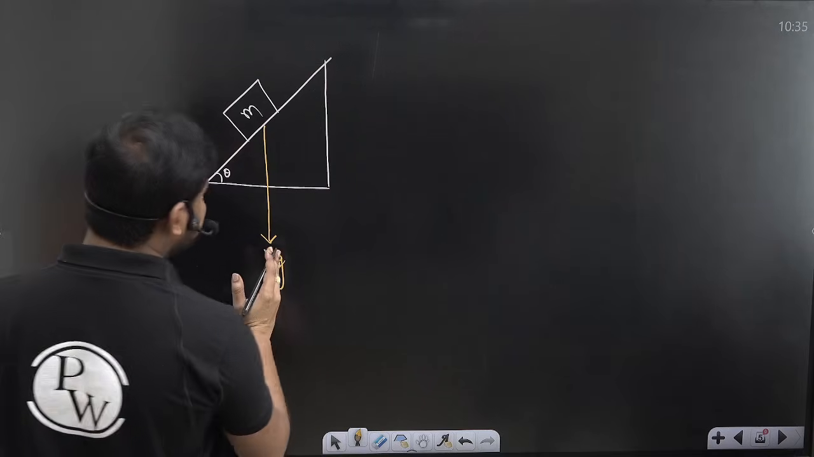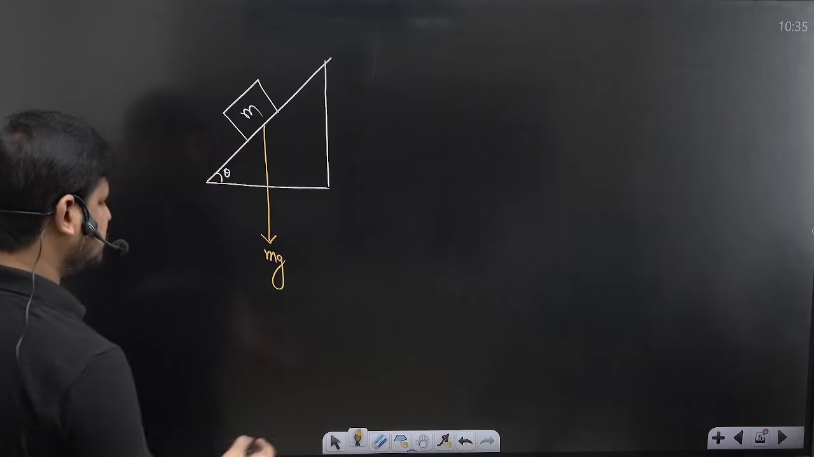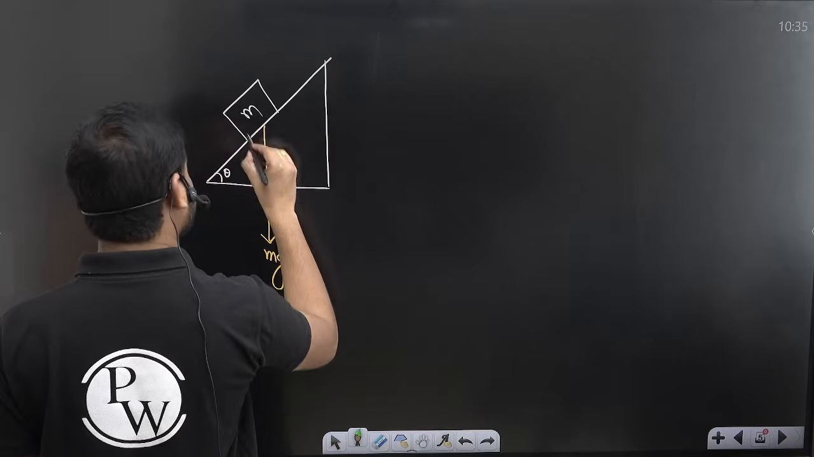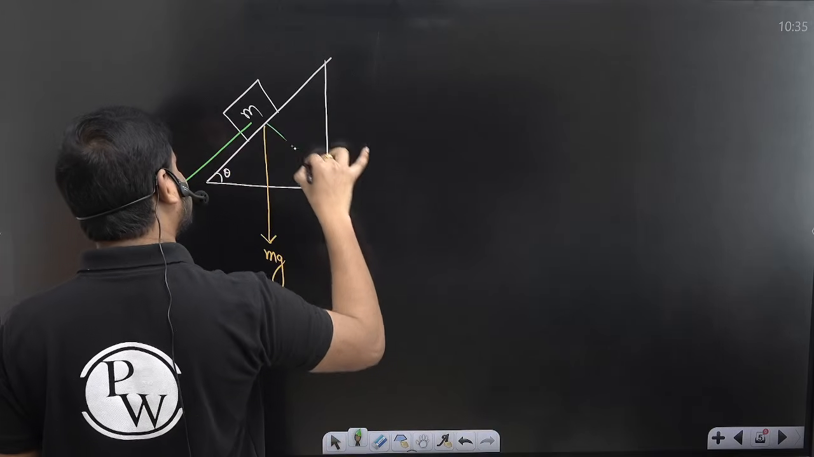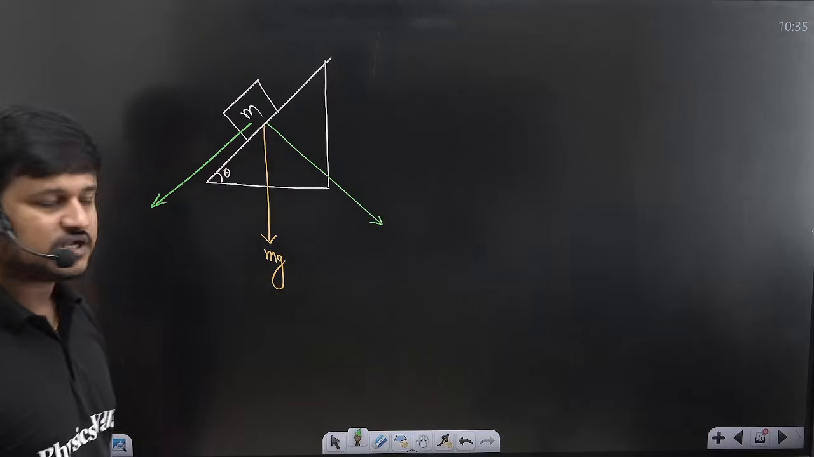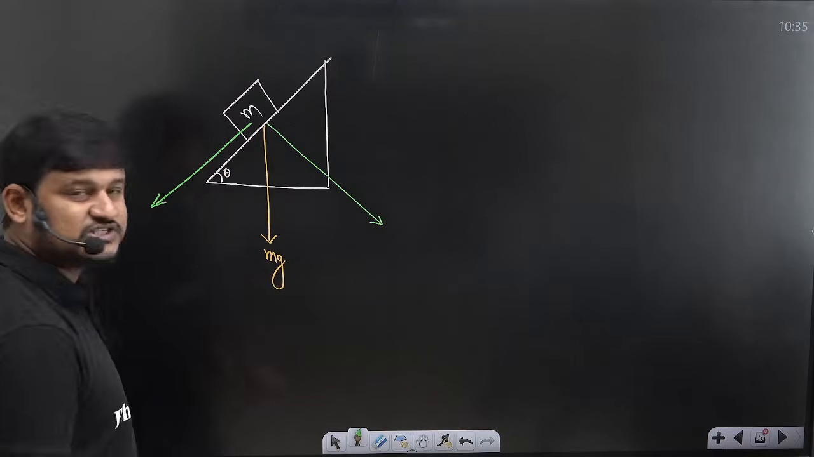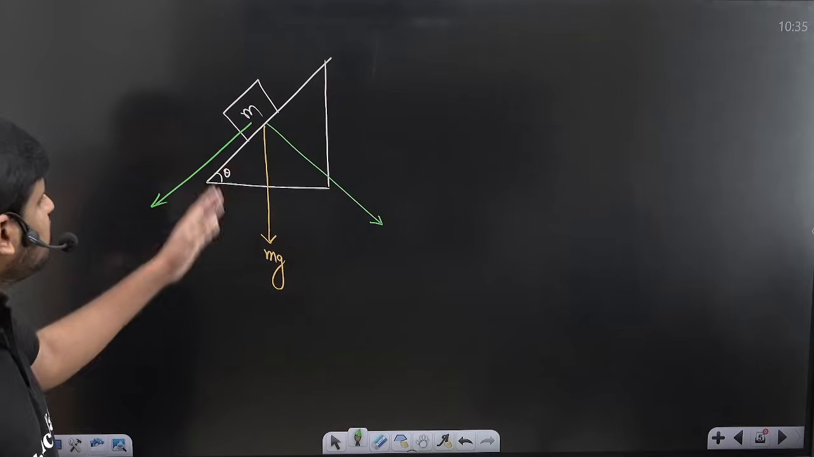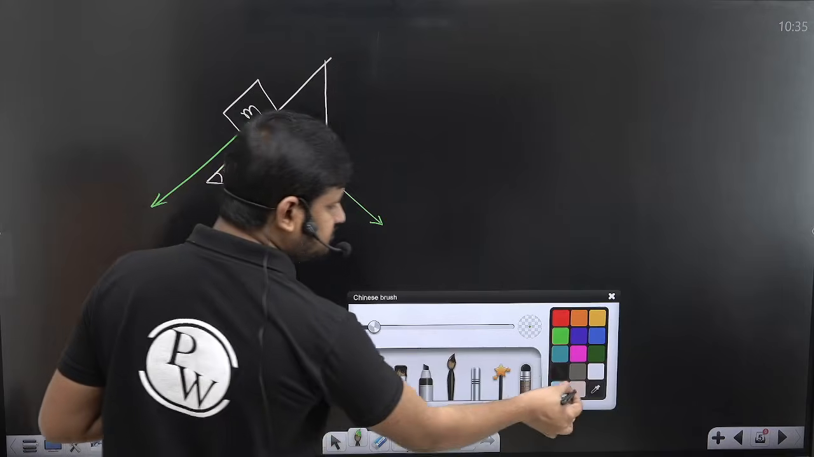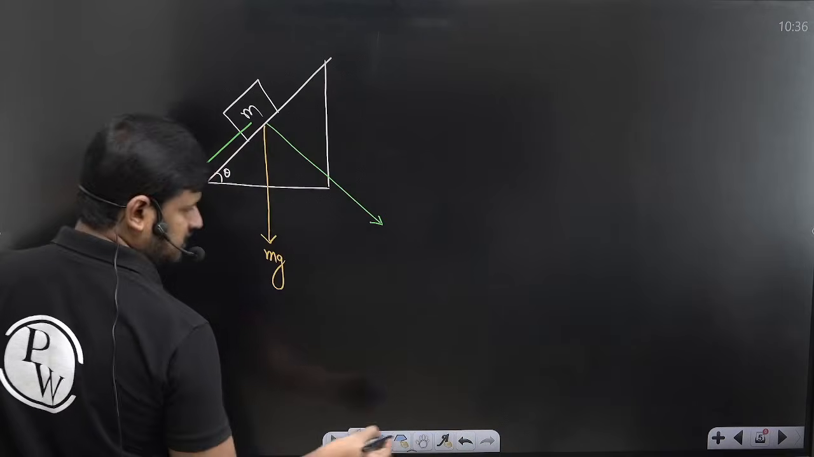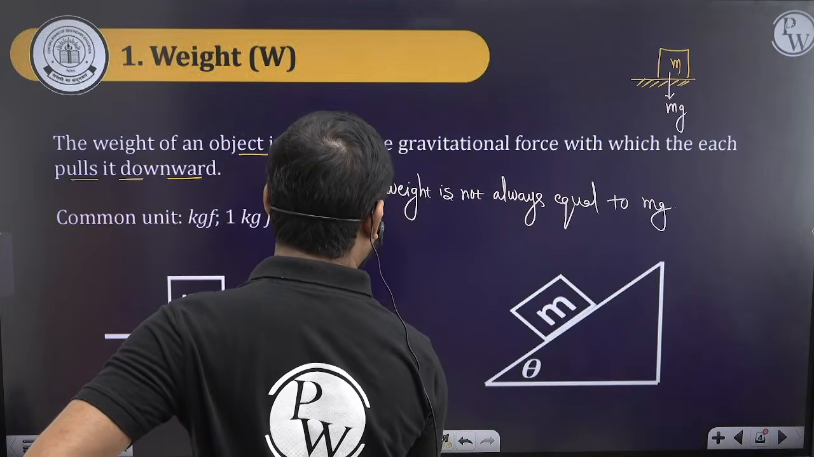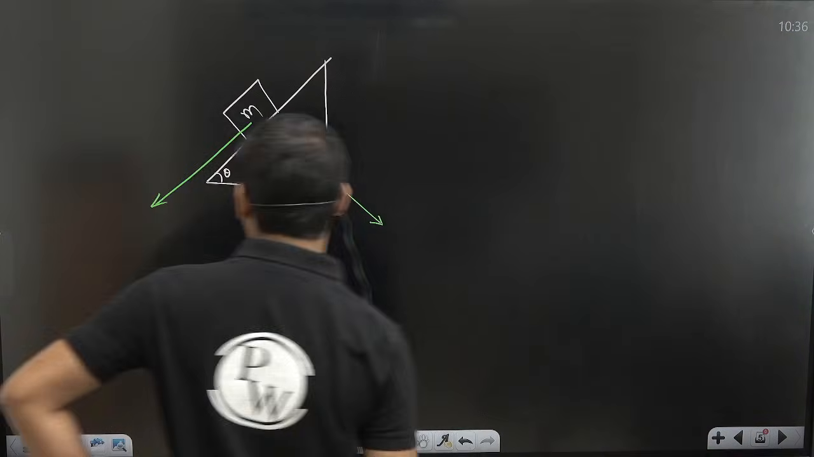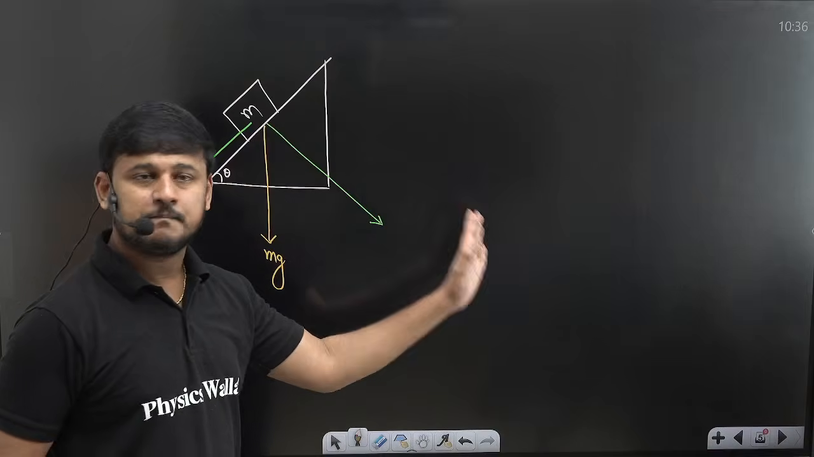But this mg has two components. What are the two components? As we know, from the resolution of vectors, one component will come this side, and another component will come this side. So the mg has two components: along the inclined plane we have one component, and perpendicular to the inclined plane we have one more component, yes or no? Sorry, don't write the earlier statement. The weight is equal to mg, but that weight may have components.